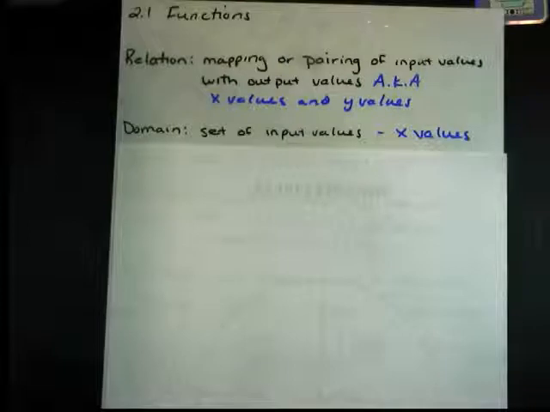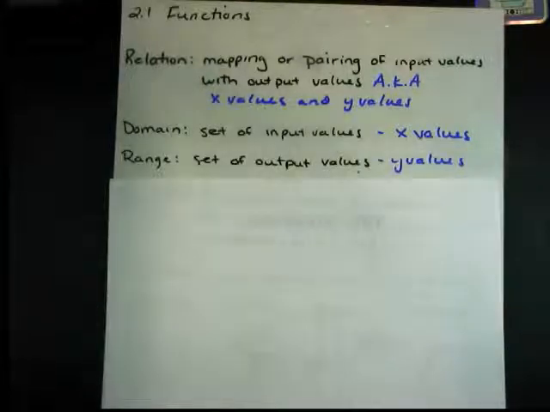The domain is the set of all the input values. Well, the input values are more commonly known as the x values. Therefore, our primary purpose of a domain is to come up with all the x values of our relation or our function. Range is the set of output values. Output values represent our y values.